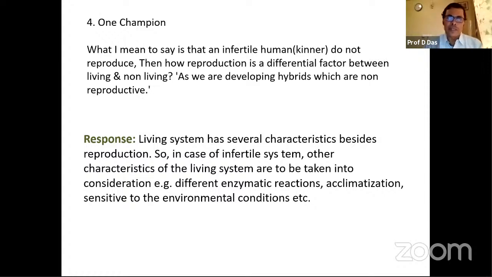Another very interesting thing is that suppose I want to talk about sterility. Suppose I have two bottles of milk.